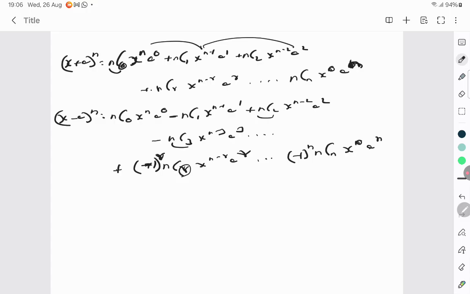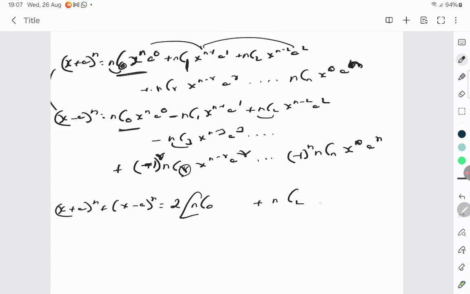Now let's add these terms, (x + a)^n and (x - a)^n. When you add these two terms, the alternate terms get cancelled. That is, the ones which have r as 1, r as 3 will get cancelled. So 2 times, because we are adding this and this, it's 2 times nC0 plus nC2 plus nC4 and so on. nC0 is x^(n-0) a^0, x^(n-2) a^2, x^(n-4) a^4, and so on.